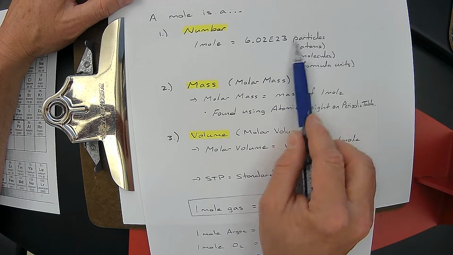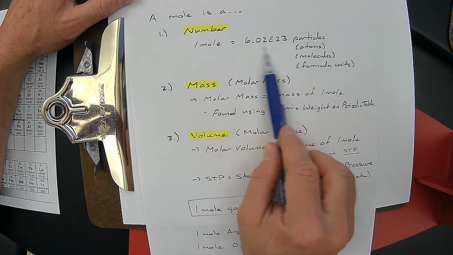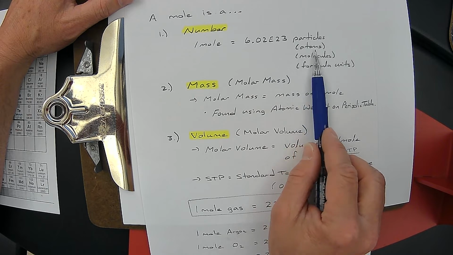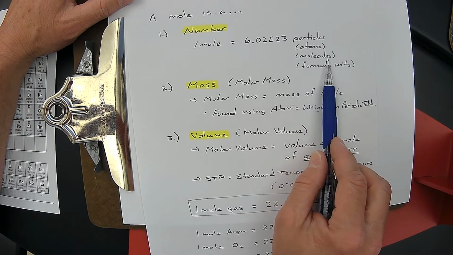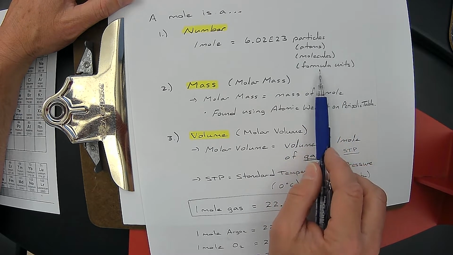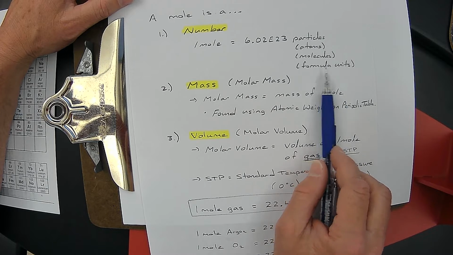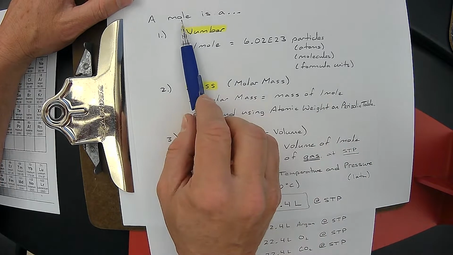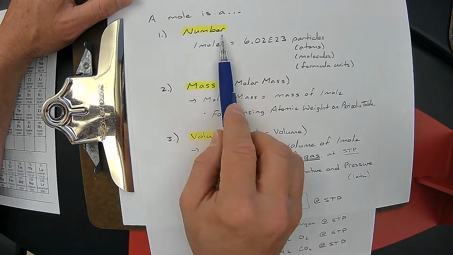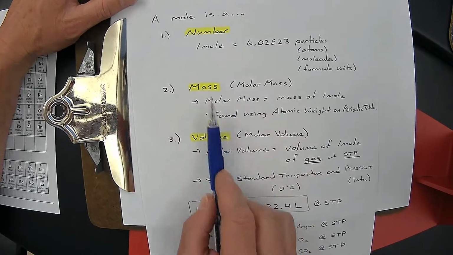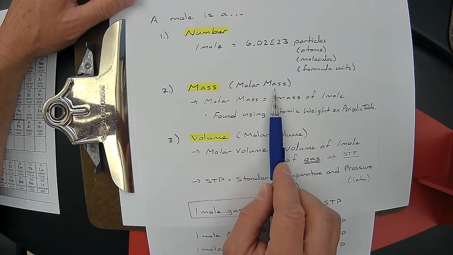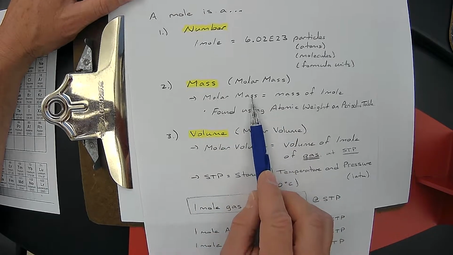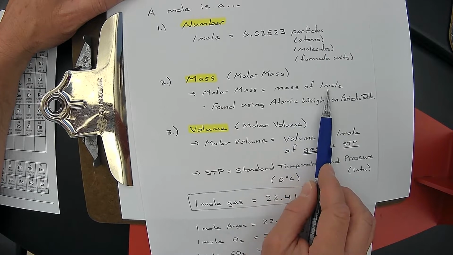Most of the time, when we're dealing with a mole, because the number is so large, we're going to be dealing with particles: atoms, molecules, two nonmetals connected, or a metal and a nonmetal connected together, called formula units. So the first thing that we went through in our previous videos is that a mole is simply a number. The second thing that we went over is that a mole is a mass, and we call it the molar mass. The definition of the molar mass is simply the mass of one mole.